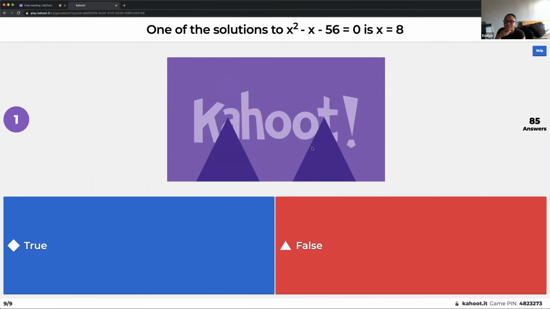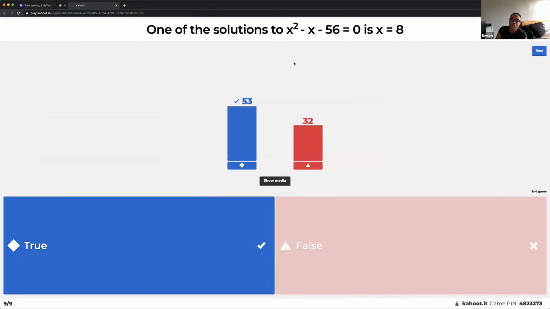Let's have a look at the answers. So you're absolutely right, it's true. So one way is you could factorize it and try and solve it. And you should have the 2 brackets, x minus 8 and x plus 7. Then you solve it. So x minus 8 equals 0. So x equals 8. Or the other way that you could do it is substitute x equals 8 into the equation and see whether it gives you 0. So you'll have 8 squared minus 8 minus 56 equals 0. So that'll be 64 minus 8 minus 56, and that does equal to 0.